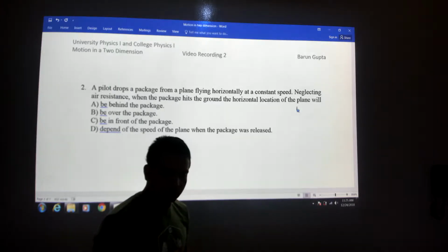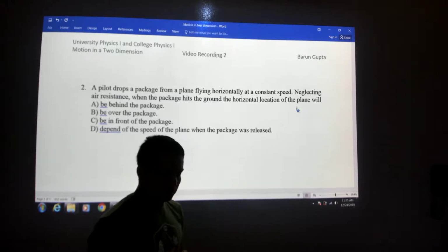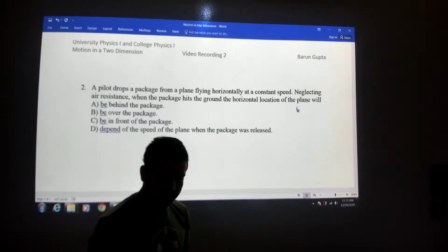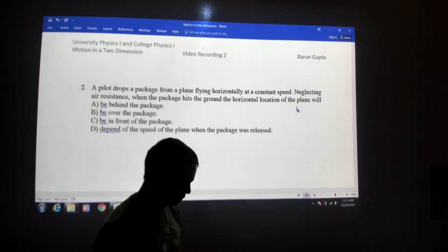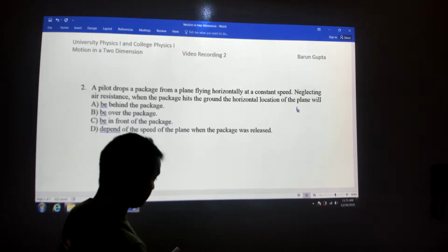So as you see, what this problem is asking, a pilot drops a package from a plane which is moving horizontally. Then you need to find out when the package hits the ground. What is the plane position? So this is a pretty simple problem.